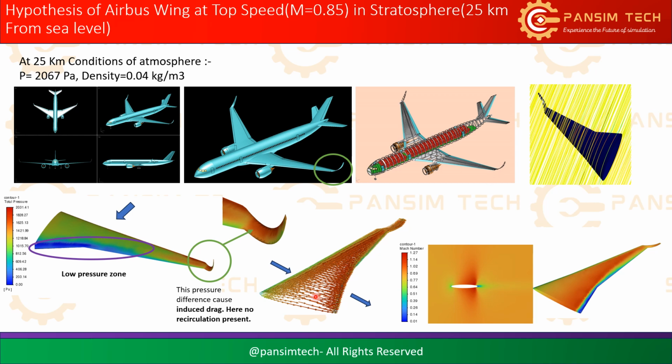Everywhere you are seeing the flow is correct, right? There is no abrupt recirculation, etc. Because of that, we can say this diagram is perfect, and this wing is also perfect. So the design is also perfect, and that is why all of this.